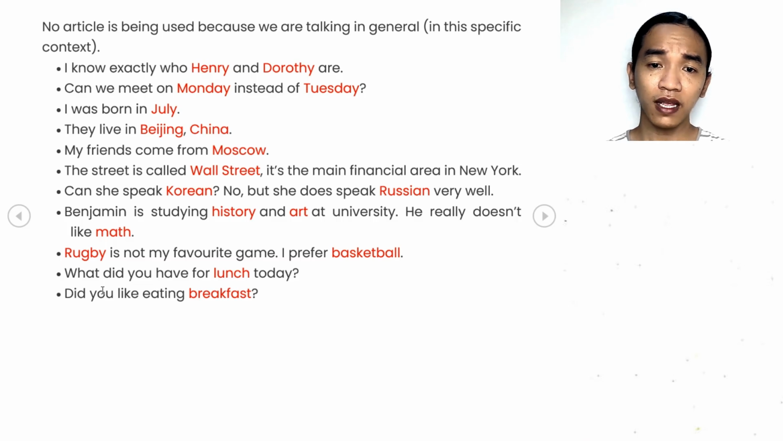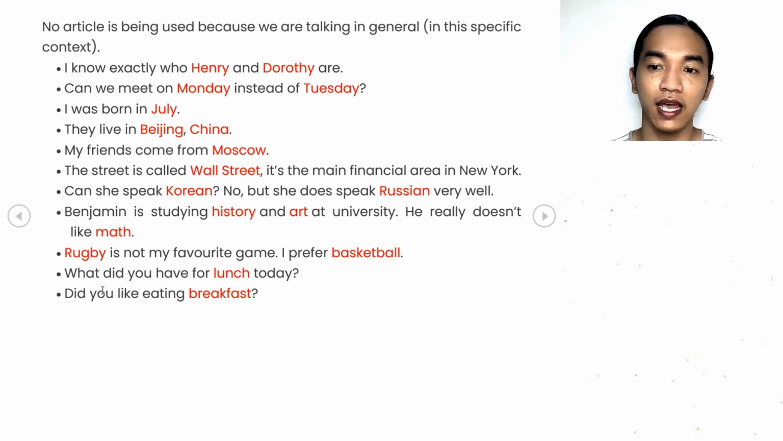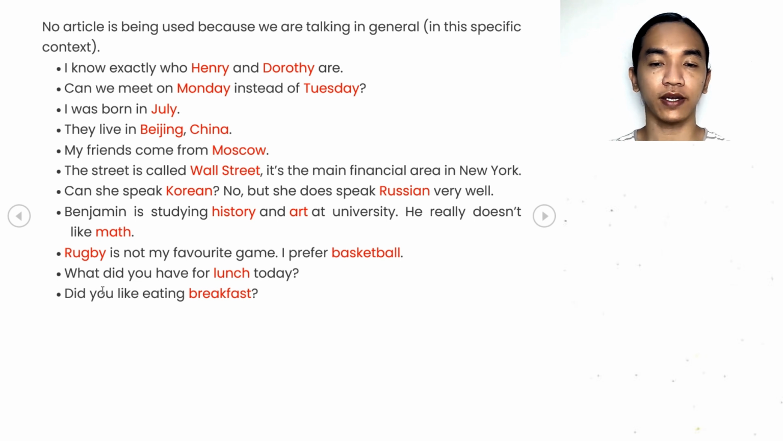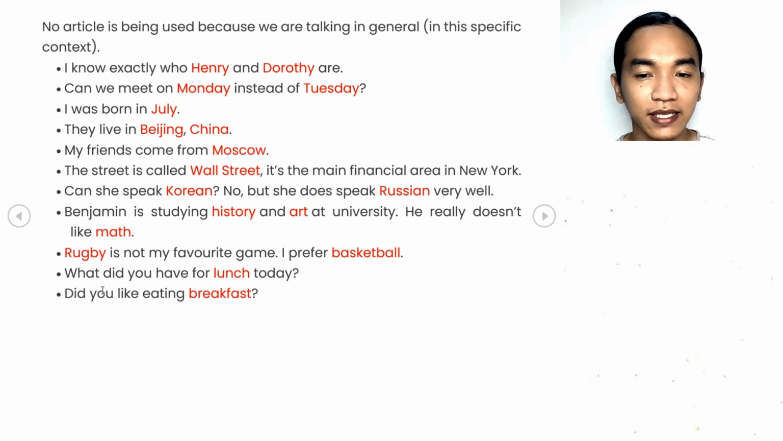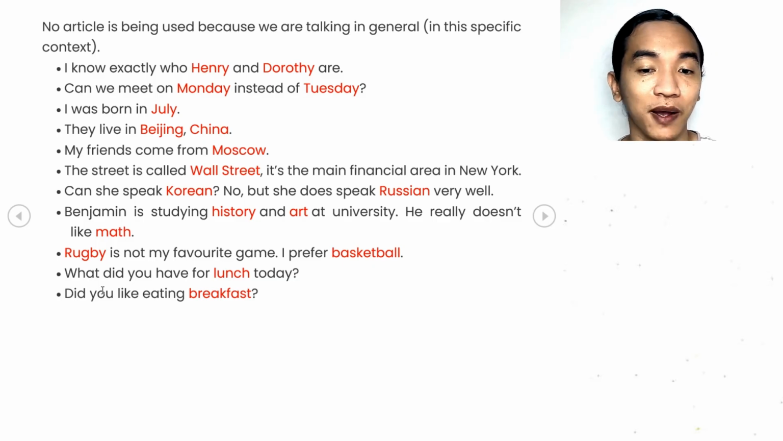Now, can she speak Korean? No, but she does speak Russian very well. Okay, Benjamin is studying history and art at university. He really doesn't like math. So the subjects here, history, art, and math, don't use any articles. Okay, next, rugby is not my favorite game. I prefer basketball. So it's general sports, however, we are specific what type of sport we're talking about.